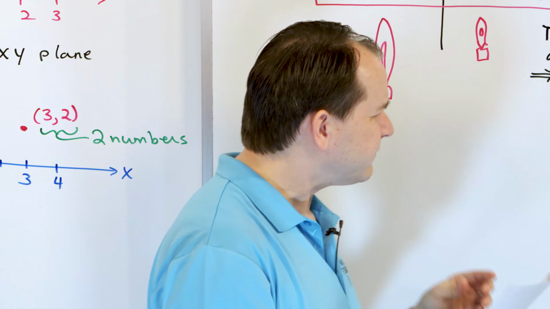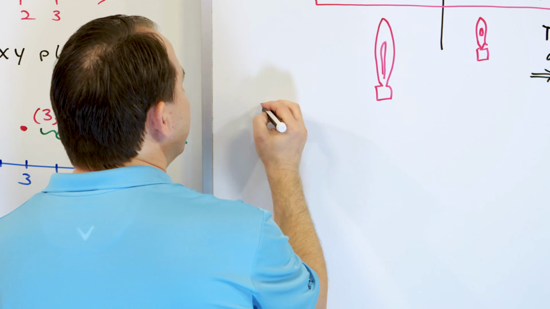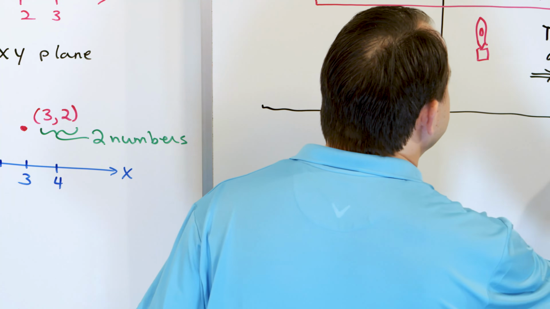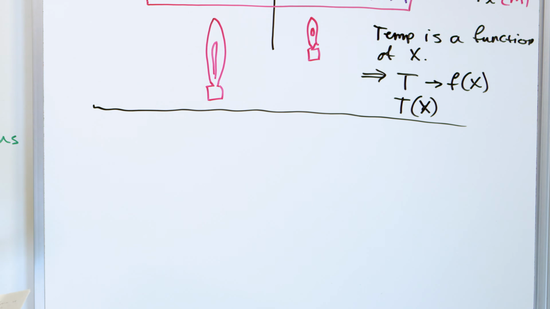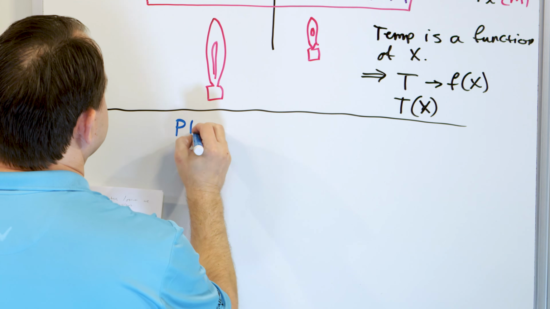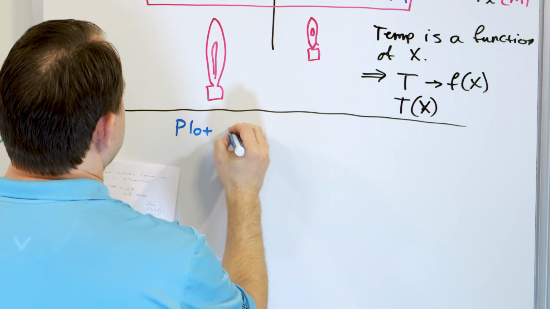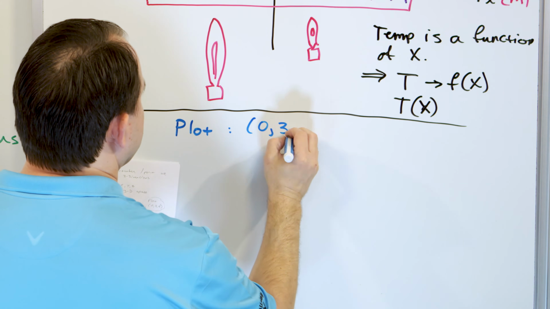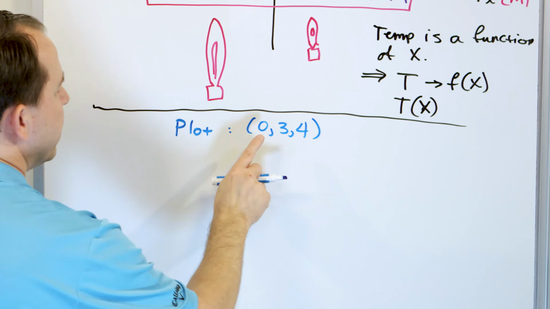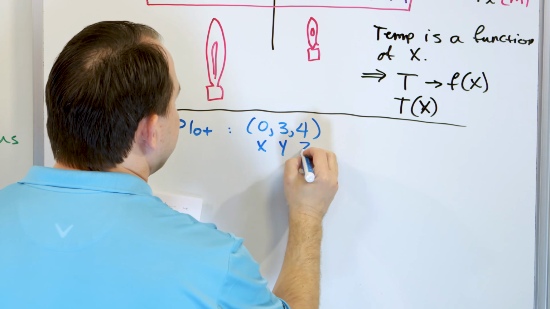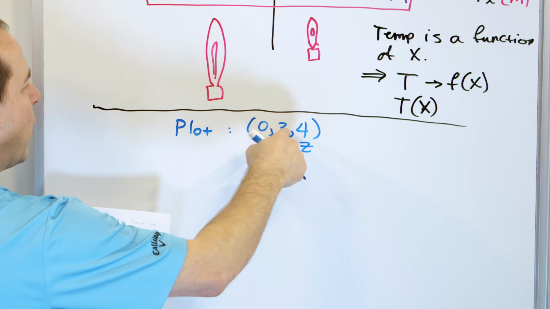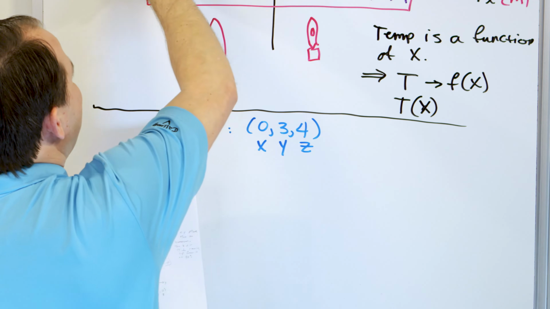All right? So what we want to do now is we want to get some practice with drawing this and plotting some simple points. And then we're going to talk about what a function in 3 dimensions might look like. All right, so let's say we have a point and we want to plot the point 0, 3, 4. So this means the x coordinate is 0, the y coordinate is 3, and the z coordinate is 4. You always read it x, y, z, just like xy points you read xy.